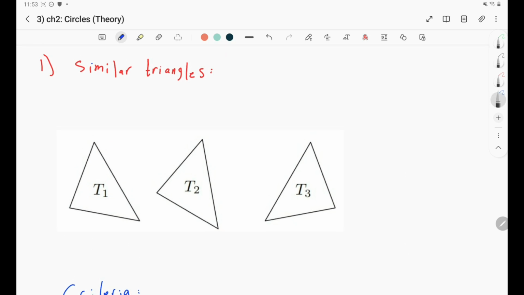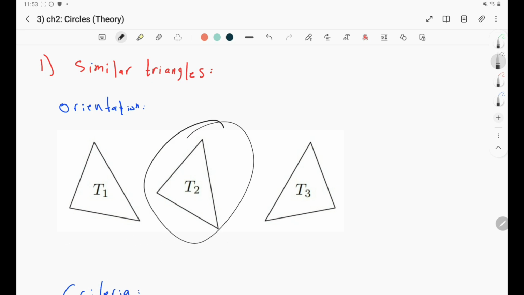The second idea we want to discuss is orientation. What do we exactly mean? So there is one idea here. Look at these three triangles here. If we look at the triangle T1 and T2, what you can do here is clearly you can rotate this a little, right? And make it something like this.